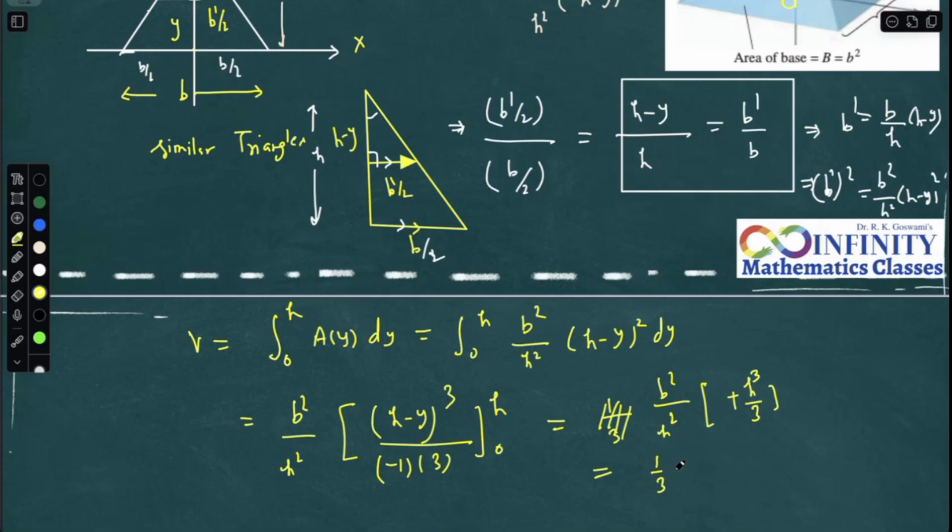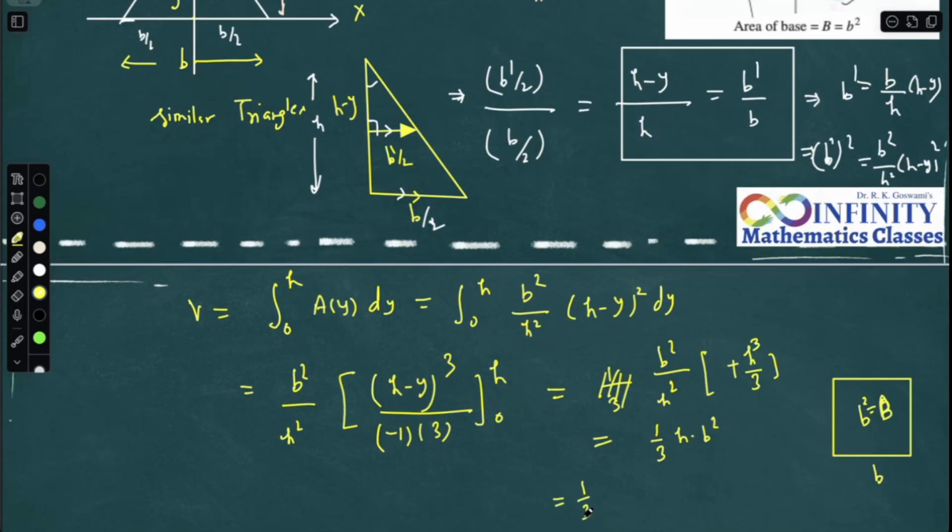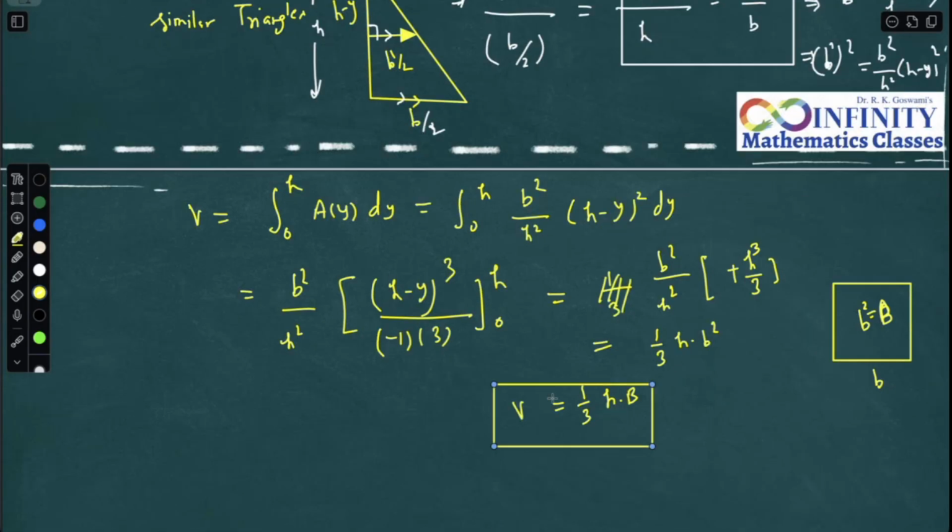So when you simplify, this is going to be h into b square. Remember, the base was a square and the length of the side of the square was b. So b square is going to be the area there, and this area is denoted by capital B. B denotes the area of the base. So this equals 1/3 of h into B. This is the volume of the pyramid we needed to prove. Make sense? Yes. Okay.